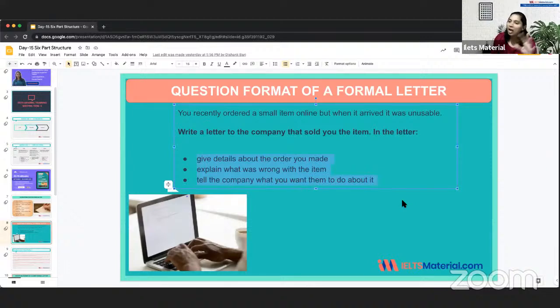The other thing is you cannot write anything out of the box. So just make sure if you are giving the details of the order, then just give the details of the order. If you are explaining the wrong things about the item, you are going to explain only the wrong things. Next is tell the company what you want them to do. So just request the company what you are expecting from them, and only write about that. So the point is stick to the question and give the answers exactly to the question that is asked. This is called targeting the question.